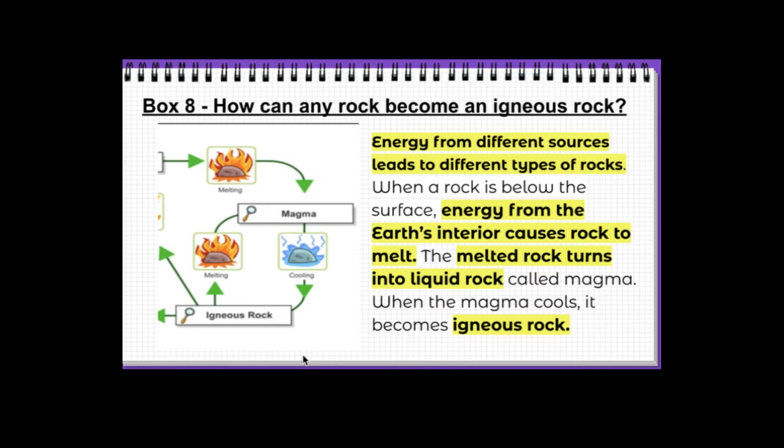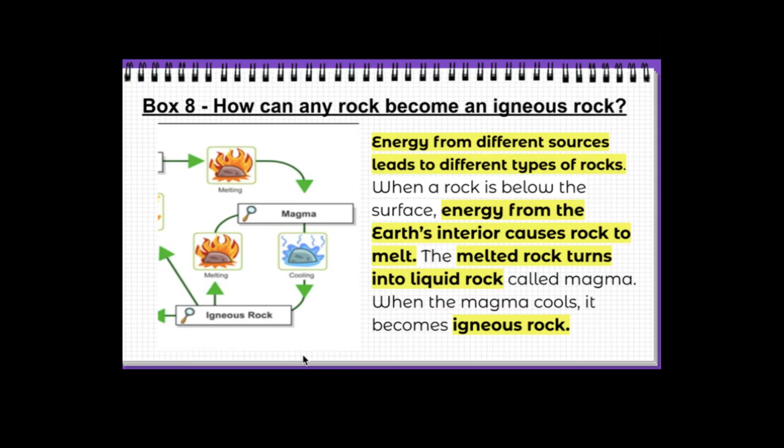If any rock goes way below the surface, then energy from the Earth's interior will cause that rock to melt. Now, this is not just about digging a hole and putting a rock in the ground and saying, okay, it's going to melt. No, it has to go miles upon miles, deep, deep into Earth. So, energy from the Earth's interior causes rocks to melt. The melted rock turns into liquid rock called magma. When the magma cools, it becomes igneous rock.